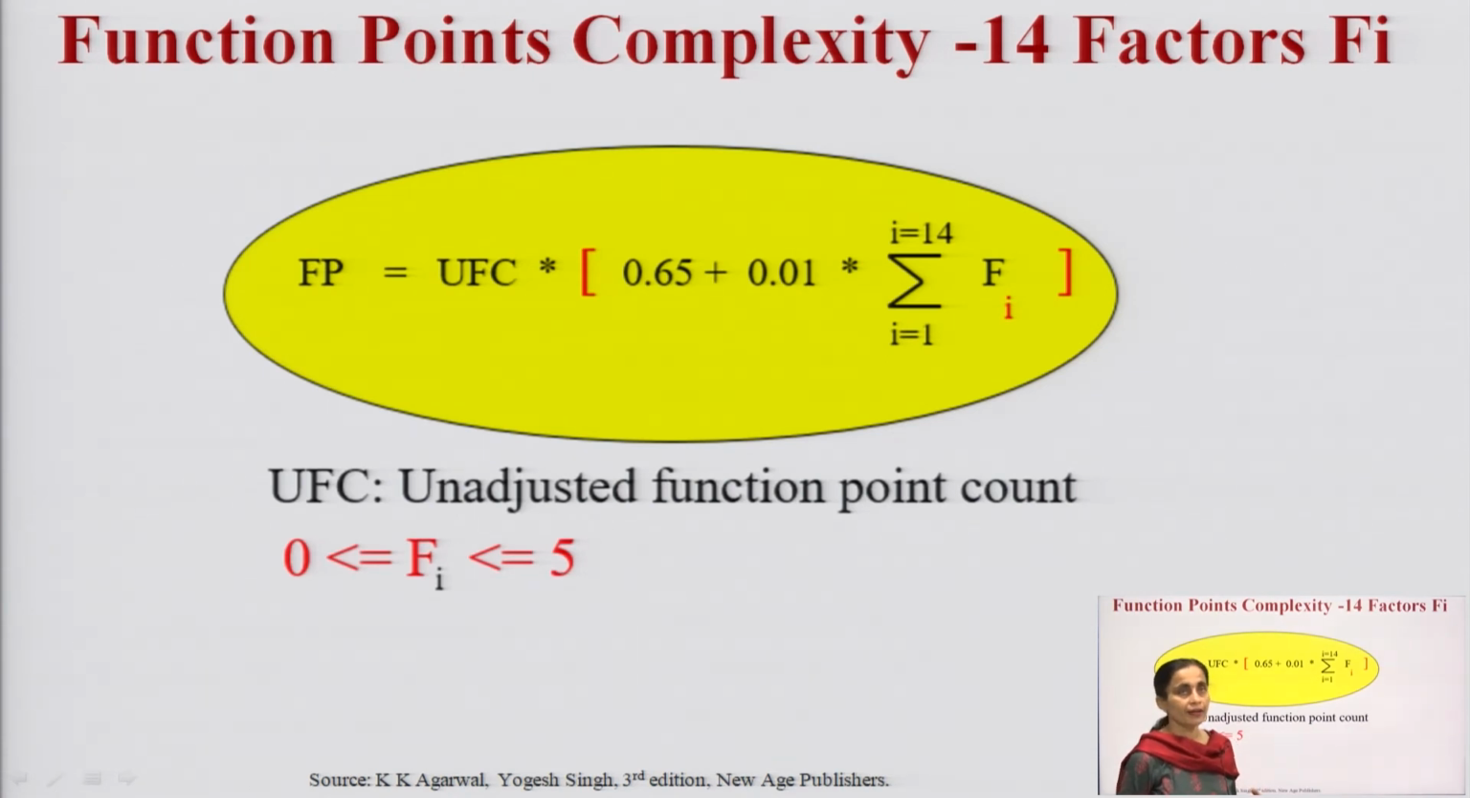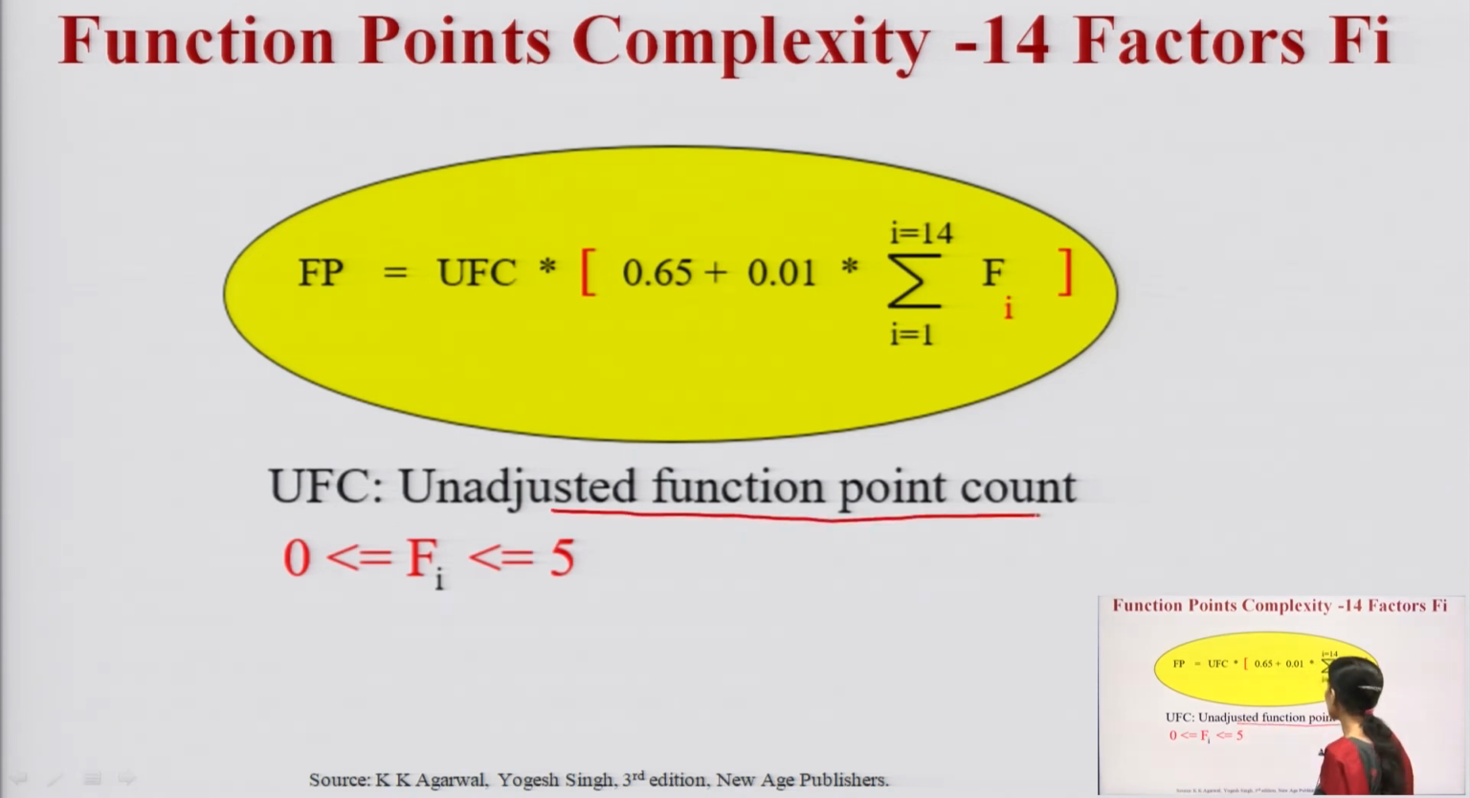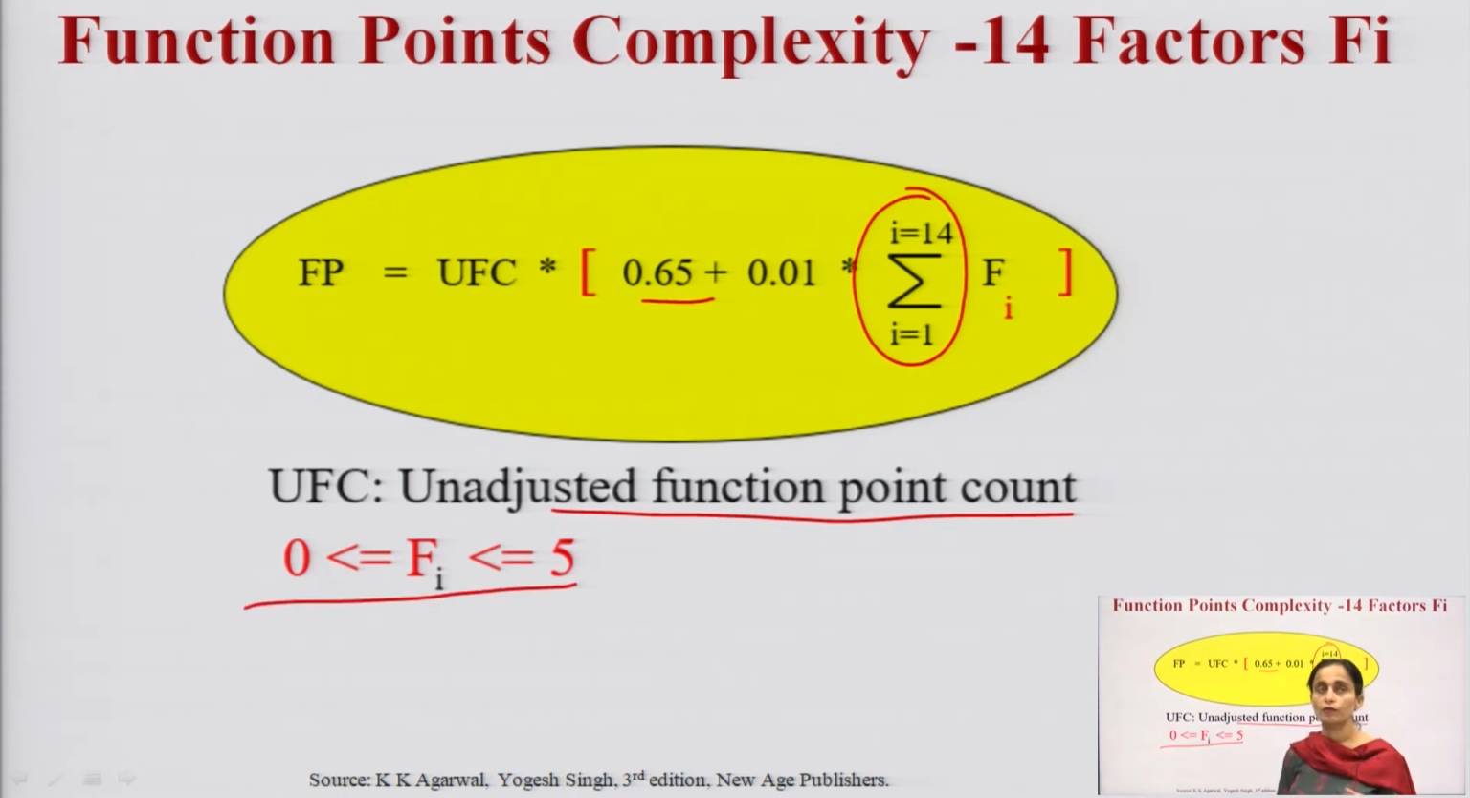So, here I will use this formula. FP is equal to UFC, UFC stands for unadjusted function point, into 0.65 plus 0.01 into the summation of all FIs, 1 to 14 that I have discussed in the last slide, where the value of these FI can range from 0 to 5 because I have scaled them 0 to 5.